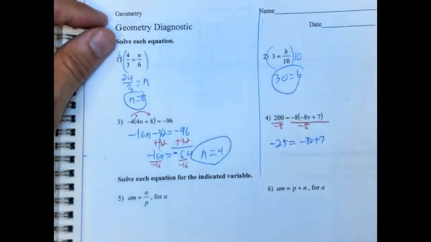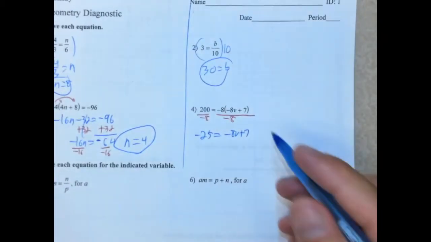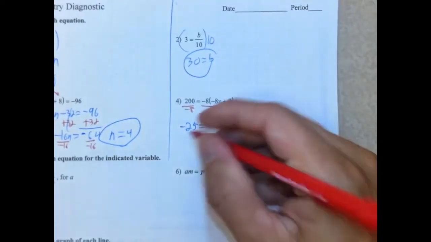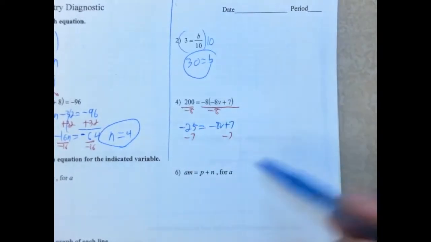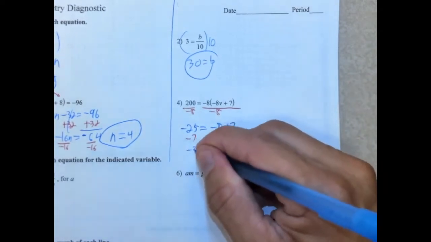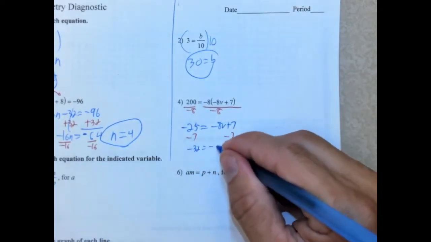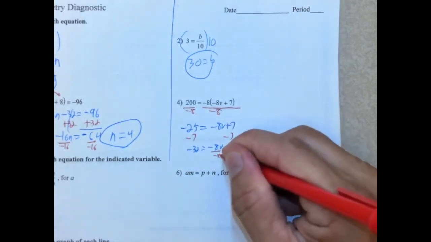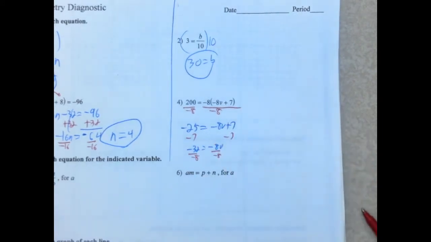So this shows you two different ways to solve the same kind of problem. So let me change this a little bit. There we go. All right, let's get rid of our constant. So we're going to subtract 7. And then 25 minus 7 is going to be negative 32 equals negative 8v. And then divide by negative 8, which is our coefficient. And this will be positive 4.